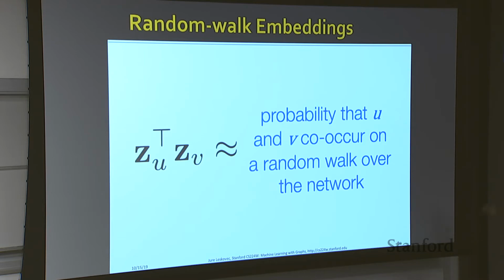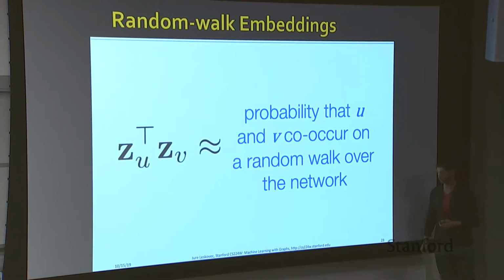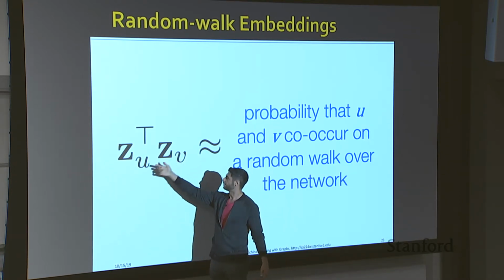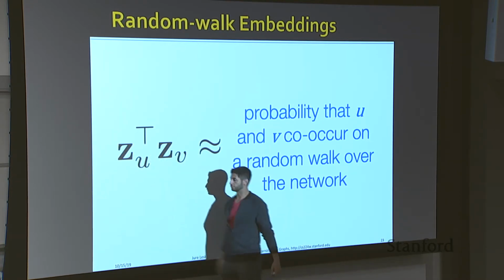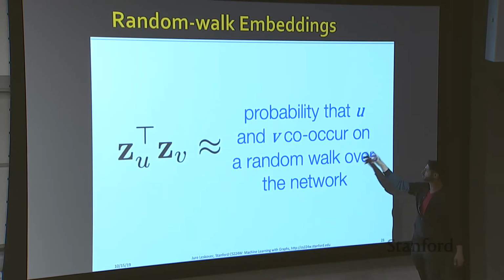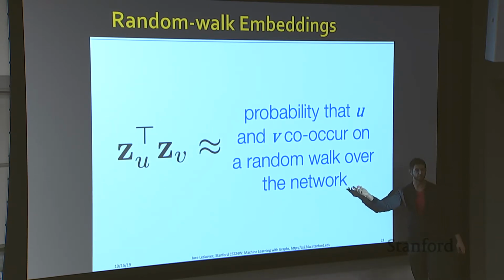Okay, so why do we care about generating embeddings through random walks? The reason is what we want to capture. Remember, this is our expression for finding the similarity between the vector representations of 2 nodes. What it should actually capture is the probability that U and V are going to be co-occurring in a random walk over the network. So it's a very elegant and simple definition. Basically, if 2 embeddings are close to each other, then we expect with high probability that a random walk will traverse over them at the same time.